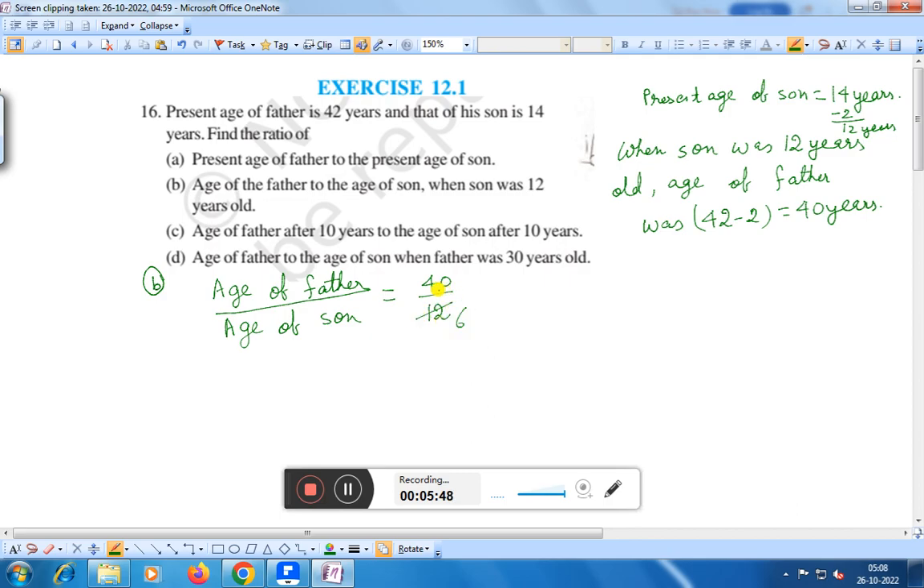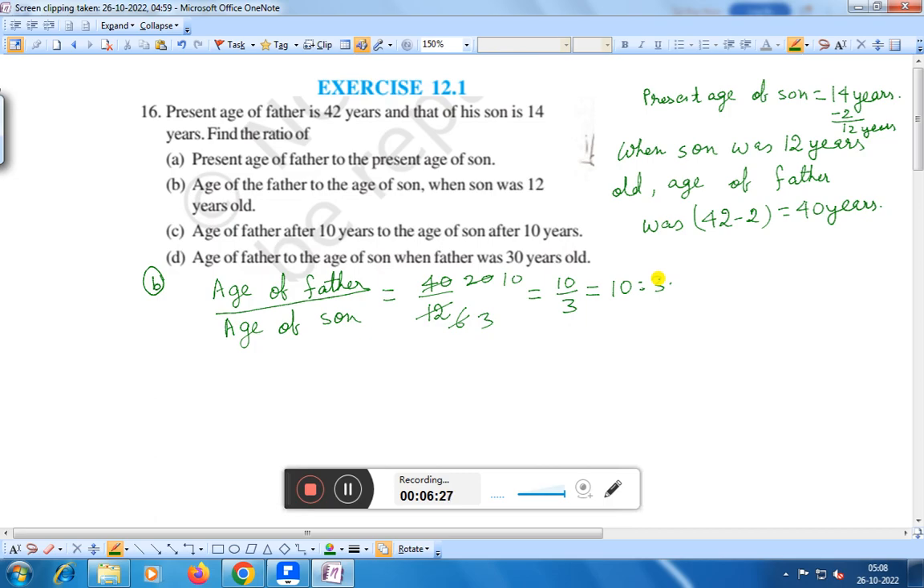If we change into lowest terms, 2 6s are 12, 2 20s are 40, 2 3s are 6, 2 10s are 20, that is 10 by 3, or you can write it as 10 is to 3. Therefore, when the son was 12 years old, age of father was 42 minus 2, that is 40 years old. Ratio of age of father to the age of son was 40 by 12, that is 10 is to 3. This is the solution of question number B.